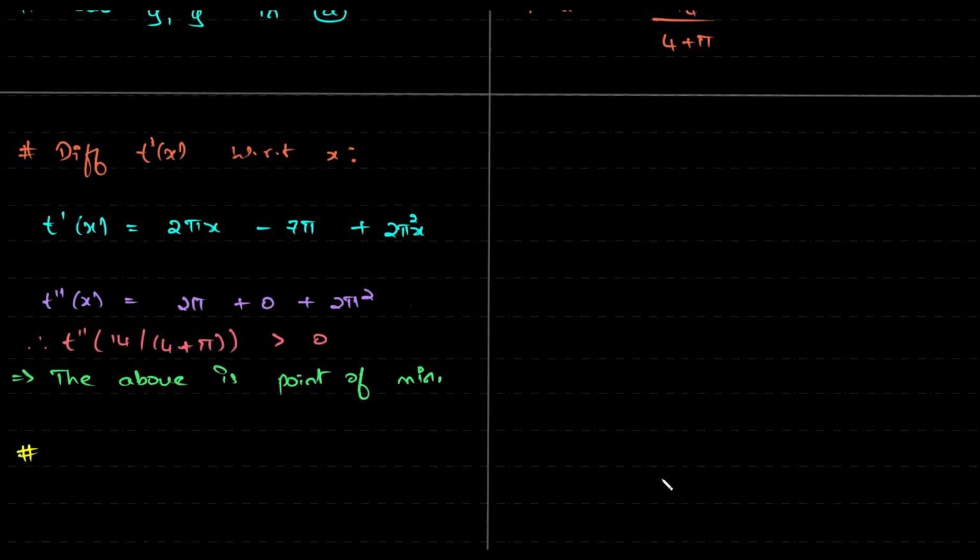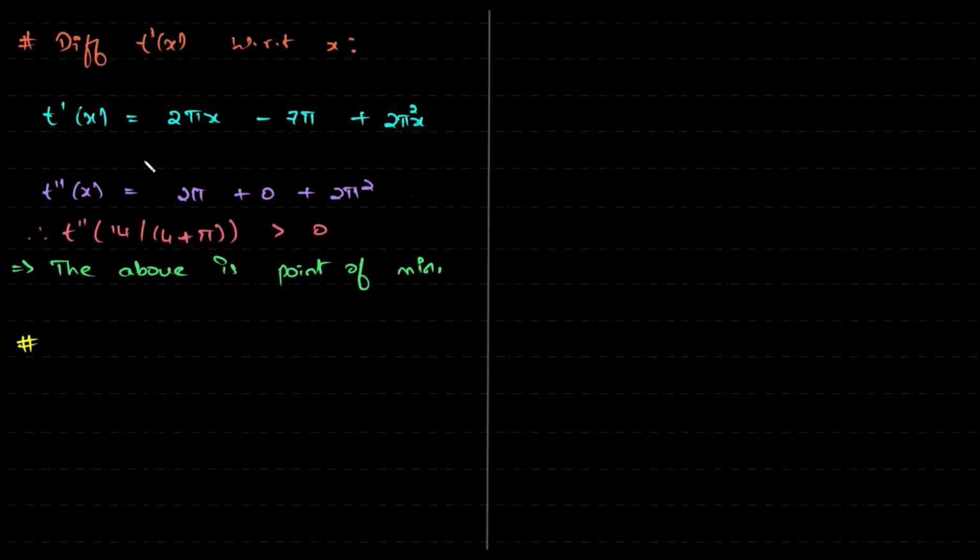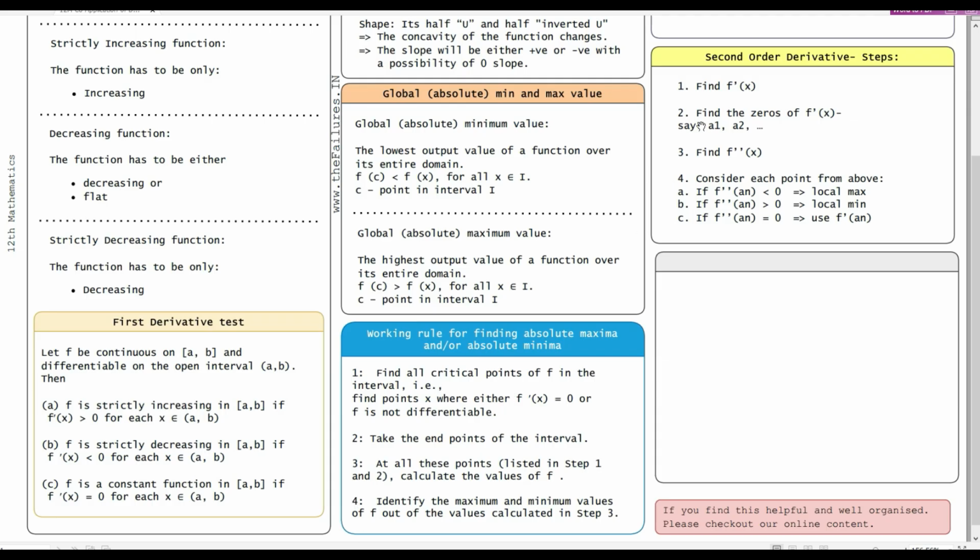And once I have that, I need to check if the point is a minimum or maximum. Since it's greater than 0, we know that is a minimum, right? I hope you guys remember this. So local minimum, if we have it to be greater than 0.